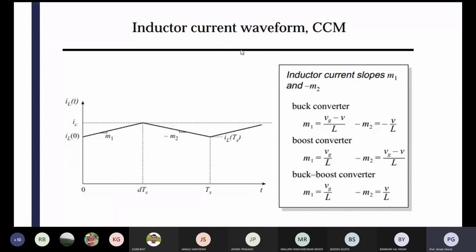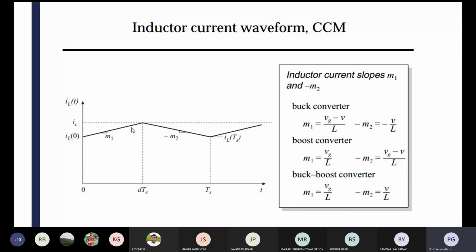Here you can see the normal inductor current waveform in CCM. IC is your control signal current, shown as a dotted, fixed line. IL is your inductor current, and IL(0) is the initial value at the zero instant. It is a steady state response, not the transient response, all of you should remember this. IL(0) is the initial value, then it ramps up with the slope M1 and climbs up to the control current, the reference current IC.